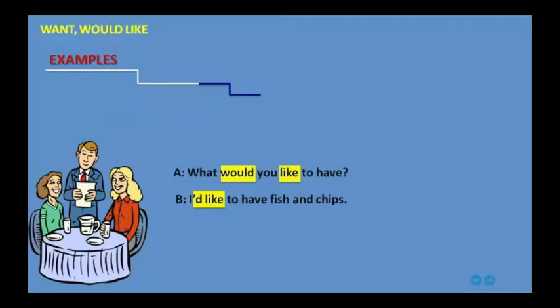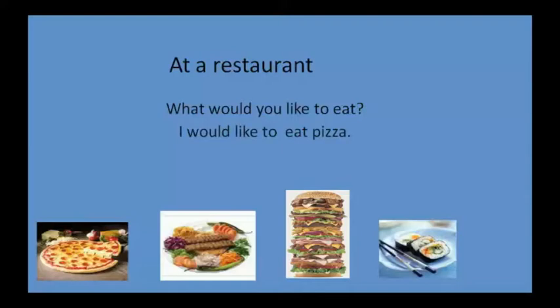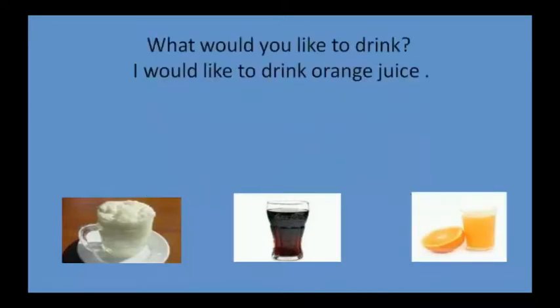And there is an example dialogue. What would you like to have? I'd like to have fish and chips. At a restaurant. What would you like to eat? I would like to eat pizza. What would you like to drink? I would like to drink orange juice.